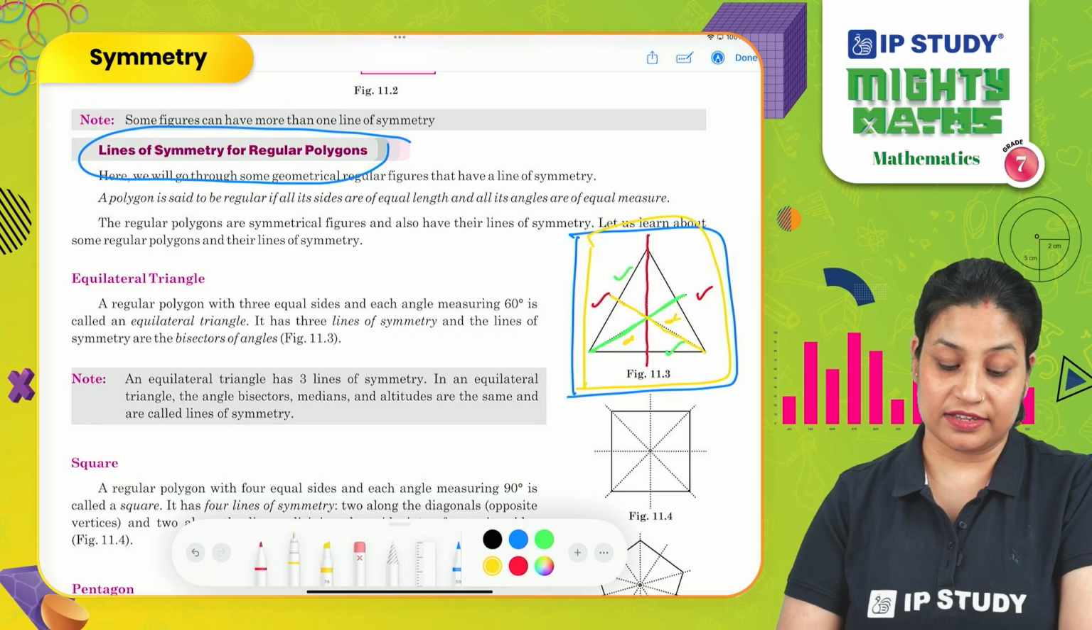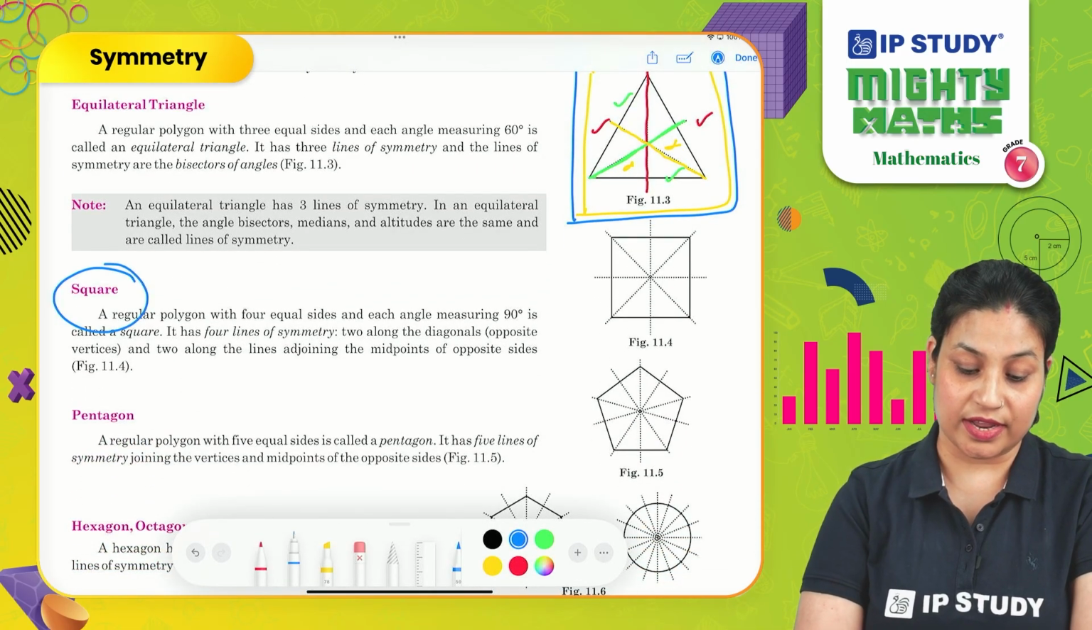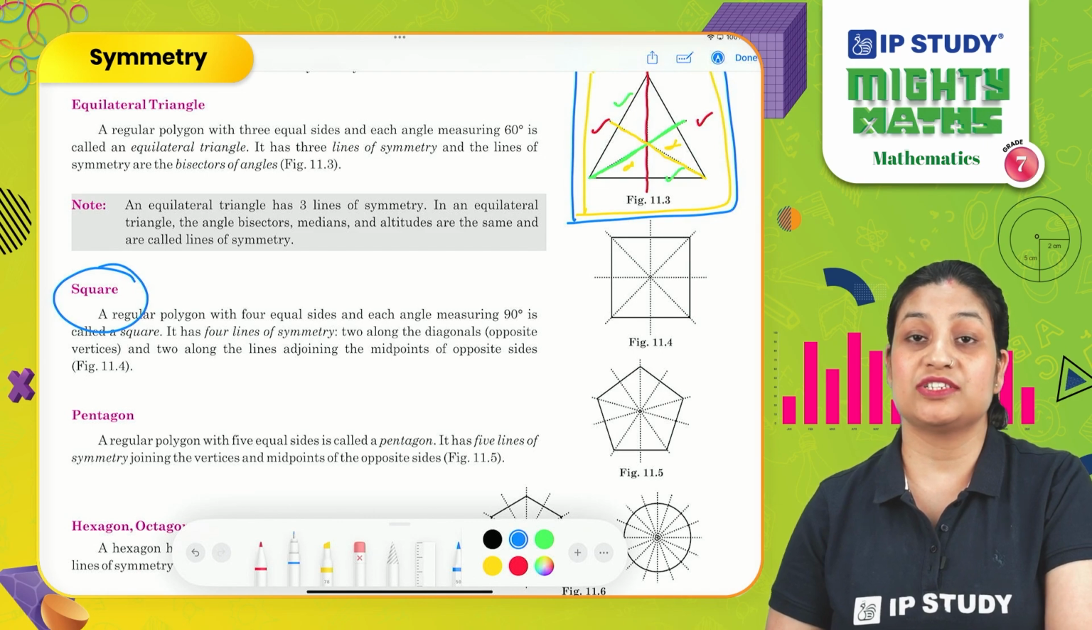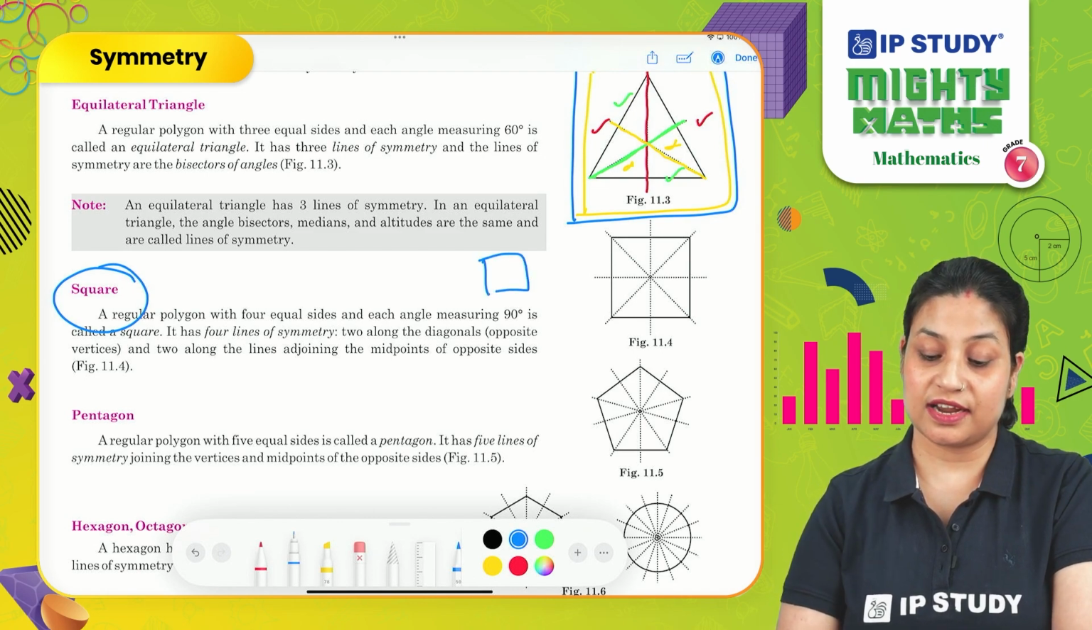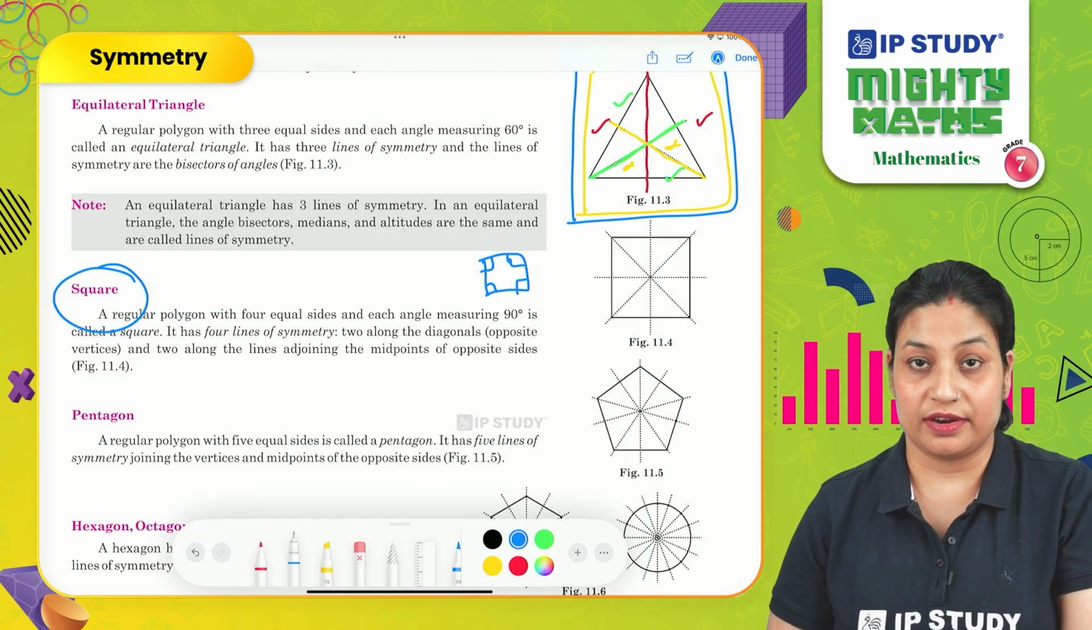Now, let's take another example. Let's take the example of a square. How many sides do we have in a square? We have 4 equal sides. And how many angles do we have? We have 4 angles and each angle is 90 degrees. It means that a square is a regular polygon, right?